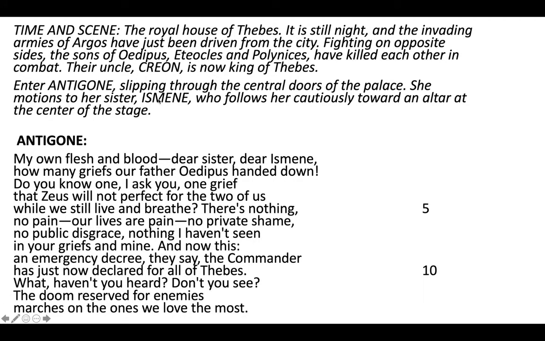Enter Antigone, slipping through the central doors of the palace. She motions to her sister Ismene, who follows her cautiously towards an altar at the center of the stage. Note the similar setting as Oedipus the King, an altar, but so much has changed since that play and this one.